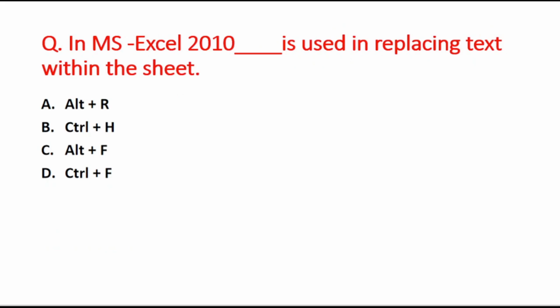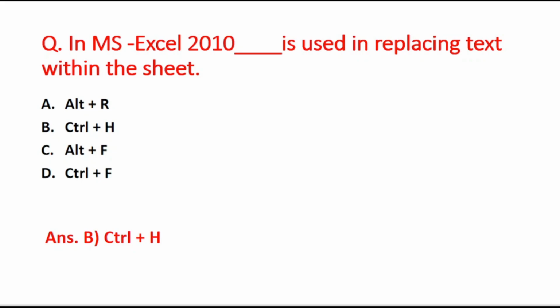Next is, in MS Excel 2010, blank is used in replacing text within a sheet. A option is Alt plus R, B option is Control plus H, C option is Alt plus F shortcut key, and D option is Control plus F. So the right answer is option B, that is Control plus H.